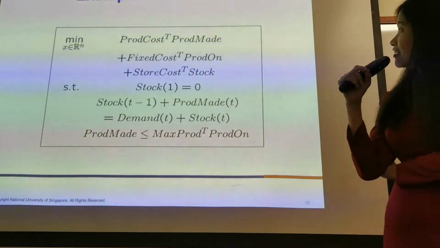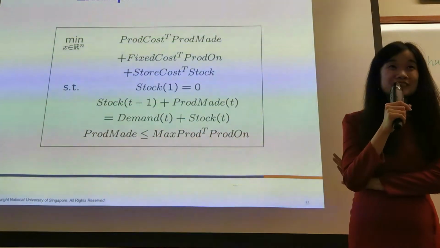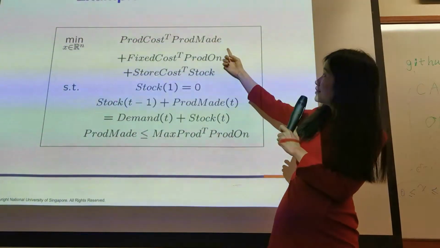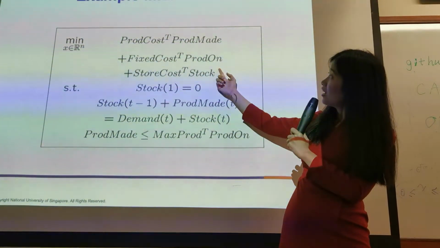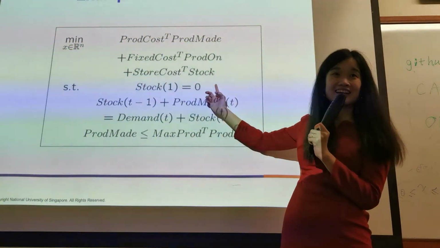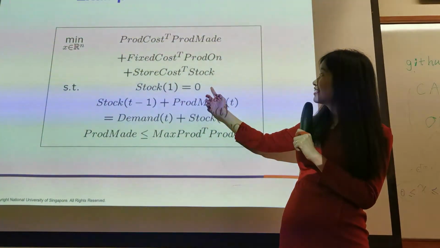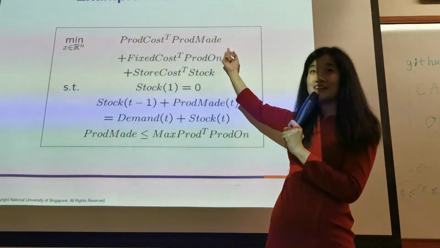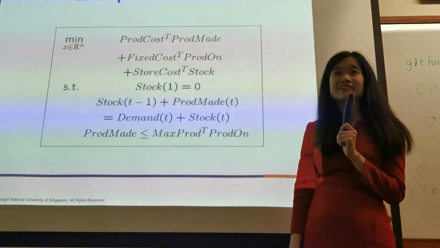So right, which are the integer variables? Clear? Is it production made, or production on or stop? Production made continues, integer or binary.